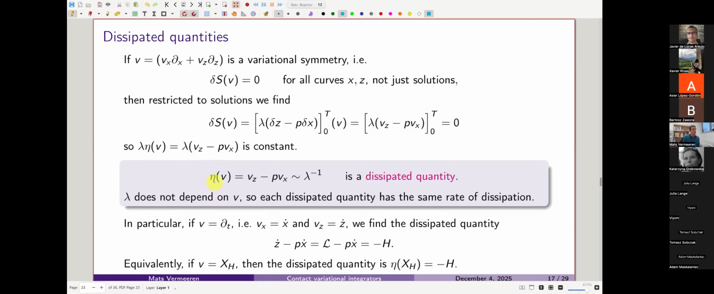And it's important to note here that lambda does not depend on which symmetry V we put in here. So if we have several symmetries, we have several quantities that are dissipated at exactly the same rate, so their ratios would still be constant. And in particular, if you're working in coordinates, the time derivative as your variational symmetry, or if you're working more abstractly, just put in the Hamiltonian vector field, you find that the dissipated quantity is the Hamiltonian itself. Or in this setting, rather, the Legendre transformation of the Lagrangian.